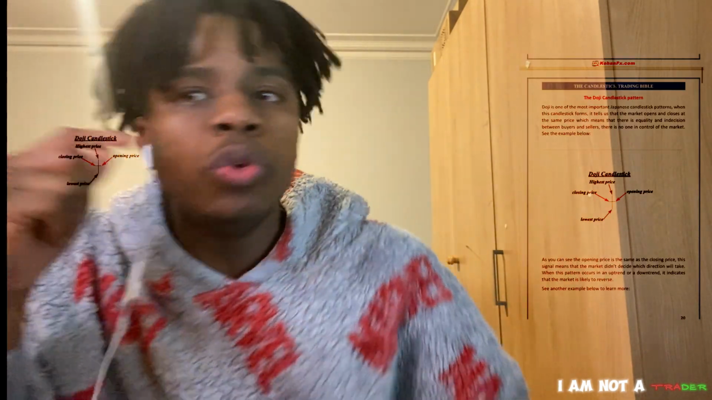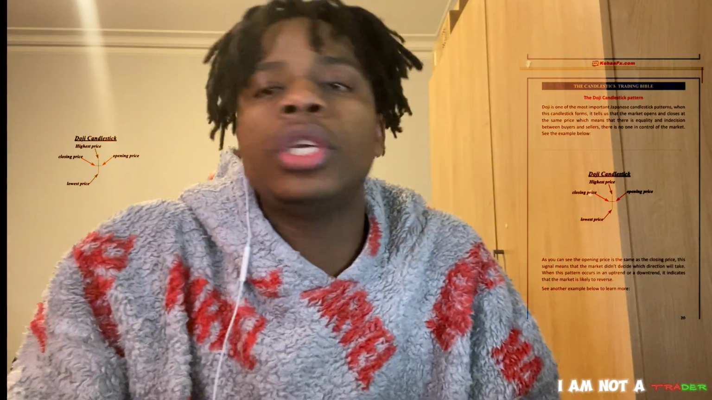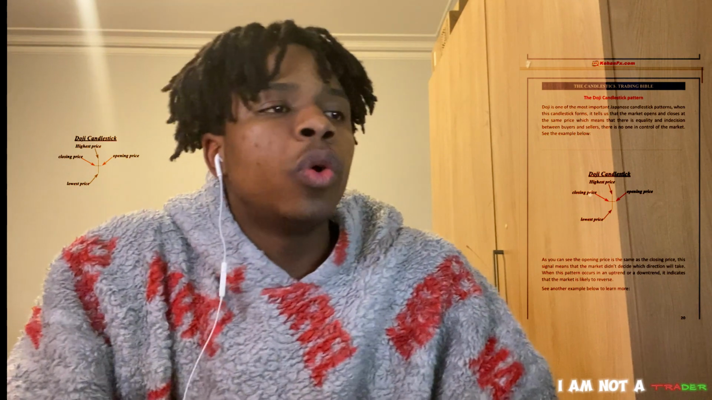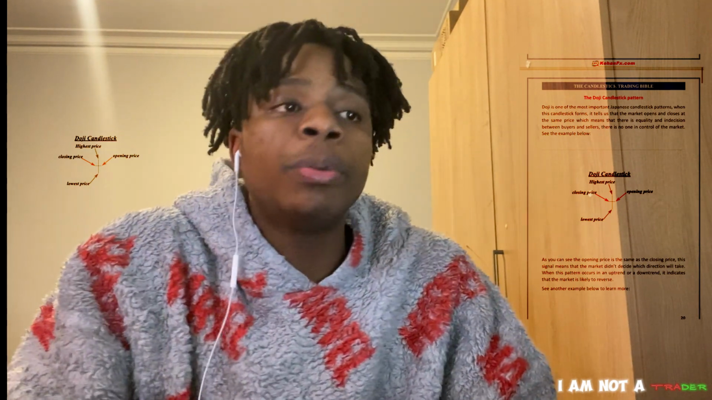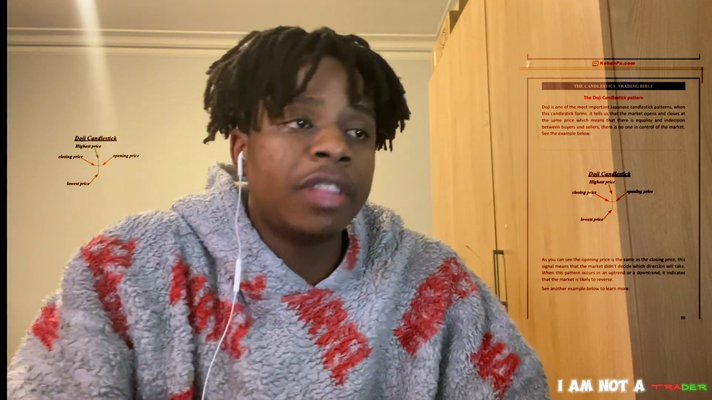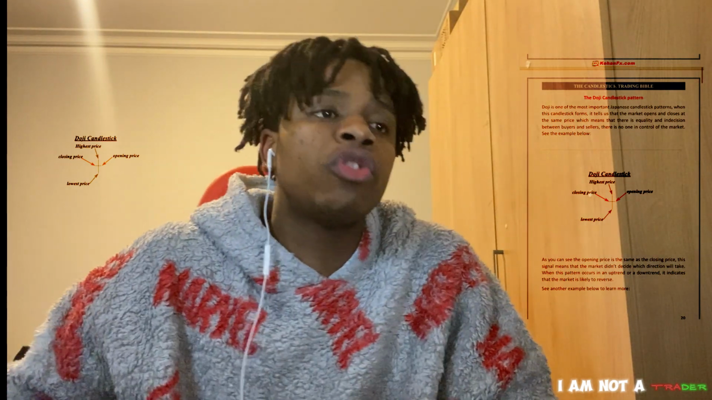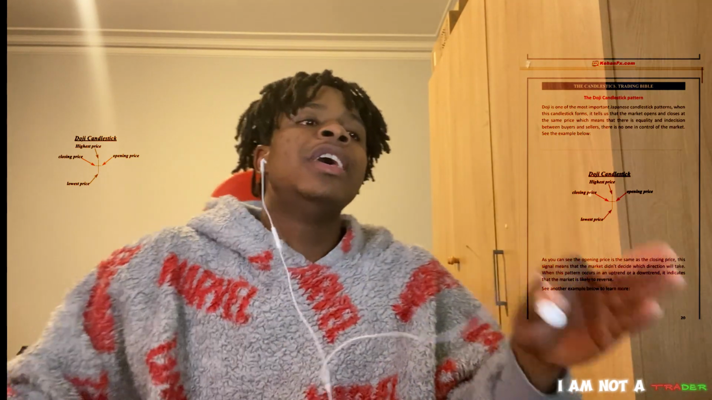Next up, we have the Doji. Doji is one of the most important Japanese candlestick patterns. When the candlestick forms, it tells us that the market opens and closes at the same price, which means that there's equality and indecision between the buyers and sellers. There is no one in control of the market at this time.